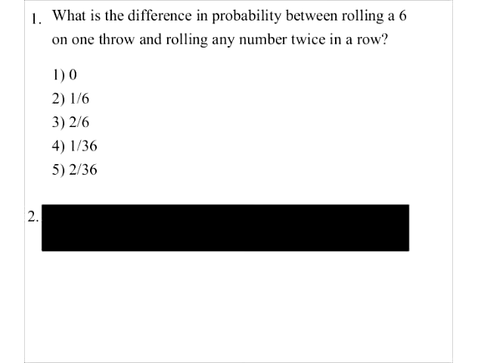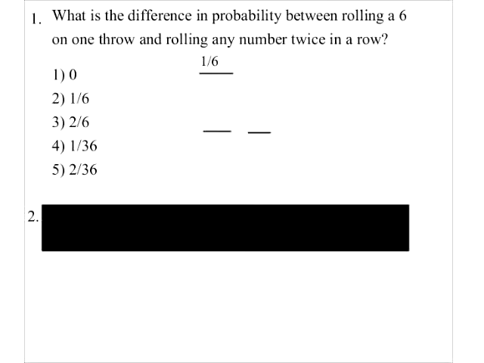So the probability of rolling a 6 on one throw, well, only one event, right? It's one throw. And what are the odds of rolling a 6? Somebody tell me, what are the odds of rolling a 6? 1 out of 6. Very good. Okay. And now we need to roll any number twice in a row. Okay, so 2 events.